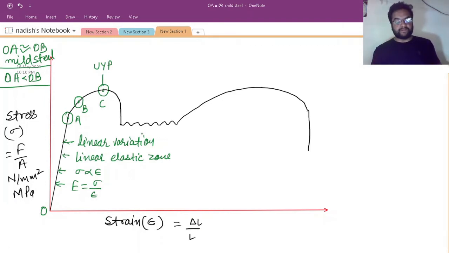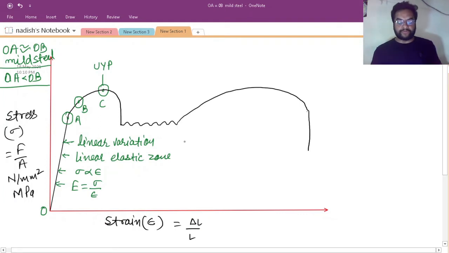Since the internal resistance of the material drops down up to a certain limit, we name it point D. So this is our point D, and it is called the lower yield point.